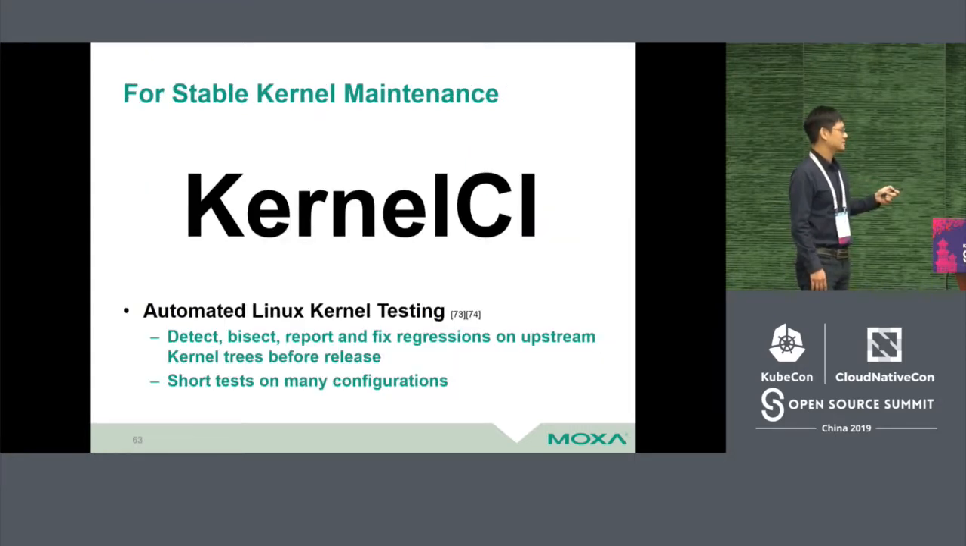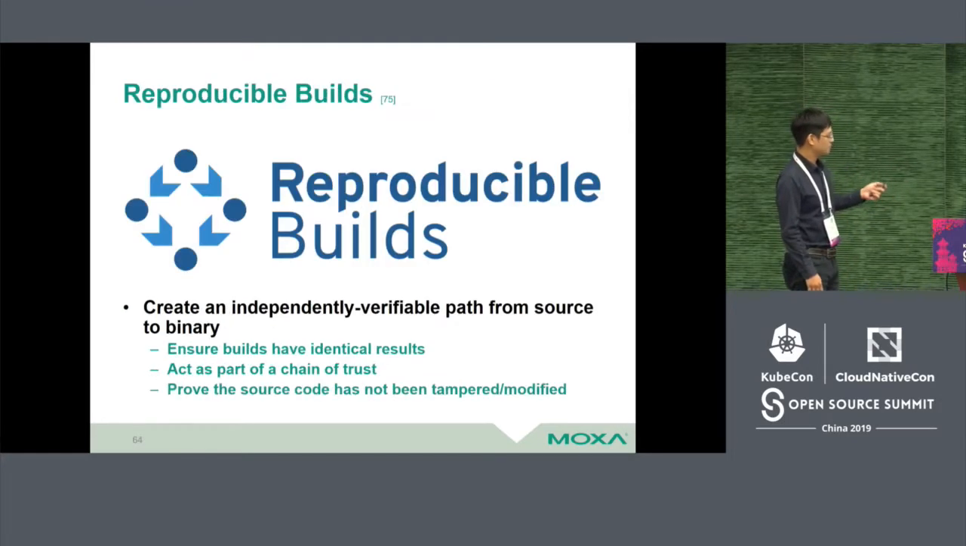And for stable kernel maintenance, we will have the kernel CI to test our kernel. This is an automatic Linux kernel testing tool. So it will detect bugs, report, and fix regressions on upstream kernel trees before release. We can have more confidence before releasing the kernel. So it's a short test on many configurations. That means we can test many boards, many SoCs, many devices via the kernel CI to make sure that each change is okay.